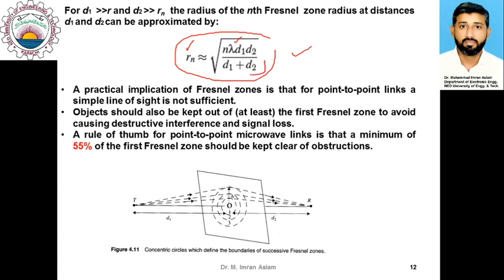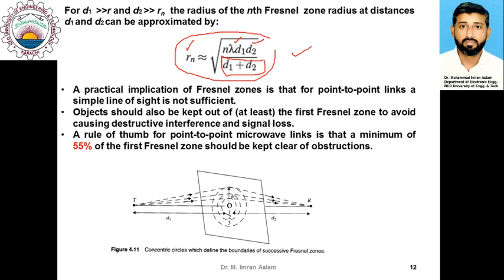d1 plus d2 is the total separation between transmitter and receiver. d1 is the distance from the transmitter to the point of observation, and d2 is the distance of the point of observation from the receiver, and Rn is the radius of the nth Fresnel zone. n is an integer.